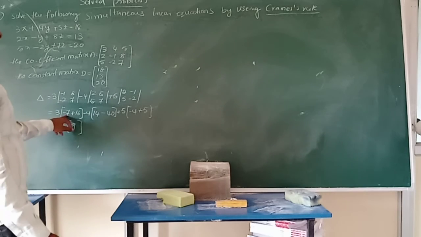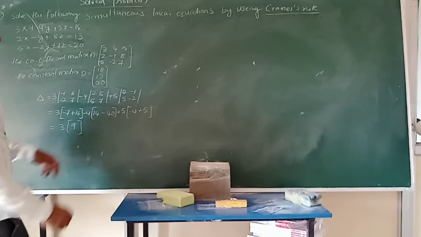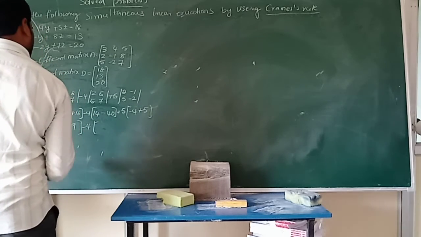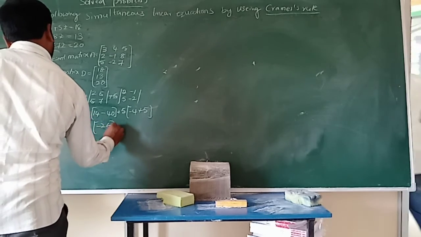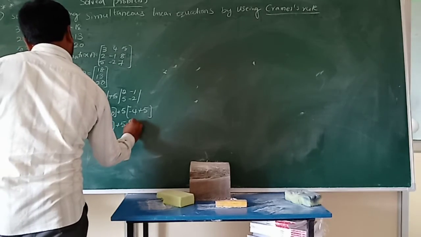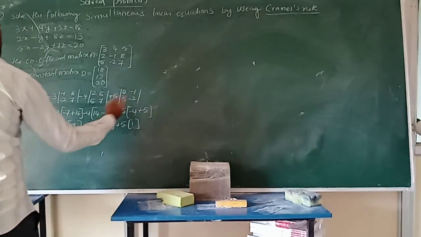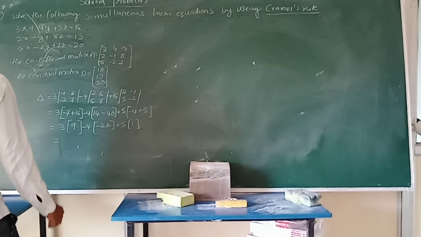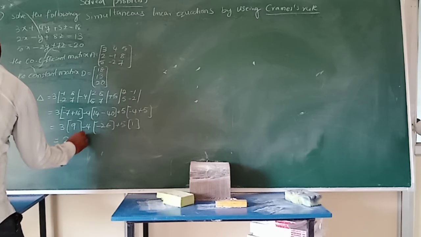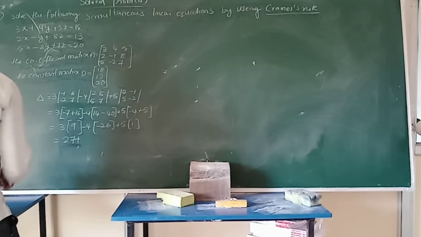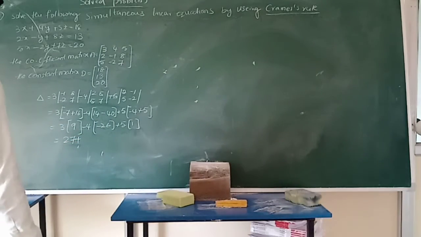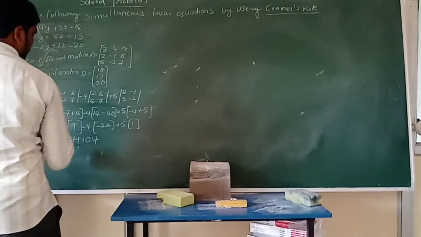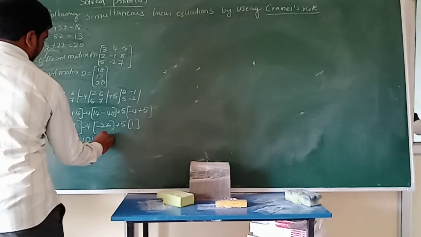70, 16 minus 7, that is 9, minus 4 into 14 minus 40, that is minus 26, plus 5 into 1. Okay, minus 4 plus 5, 1, that is 3 9s are 27, minus into minus plus 26 4s are 104, plus 5 ones are 5.